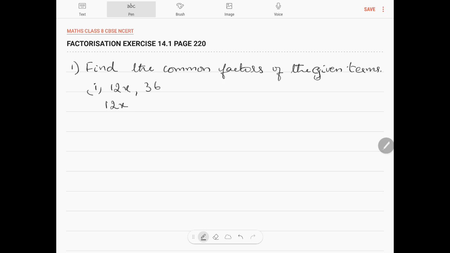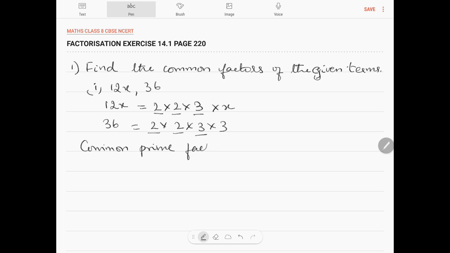Taking the first term 12x, splitting it into prime factors, this will be 2 into 2 into 3 into x. Taking the next term, splitting it into prime factors: 2 into 2 into 3 into 3. Now let's take the common factors alone. So here 2, 2, 3, that's it. So these are in common.